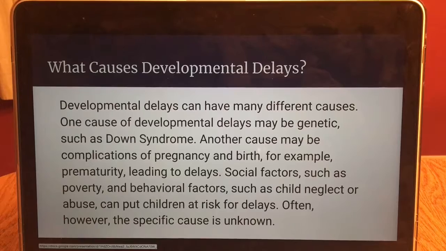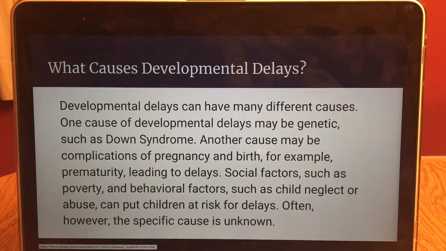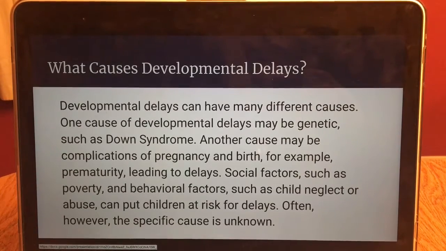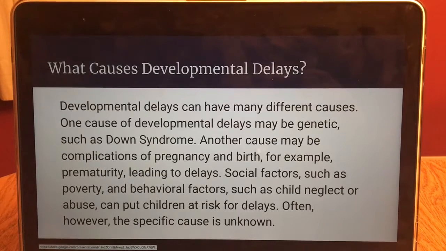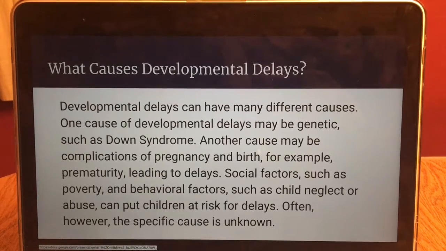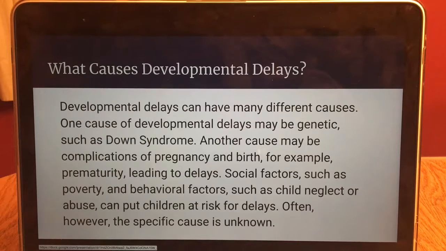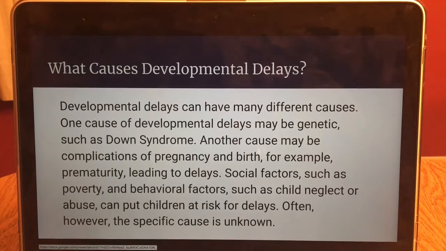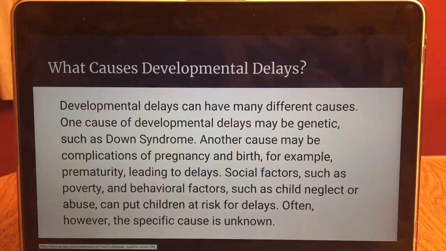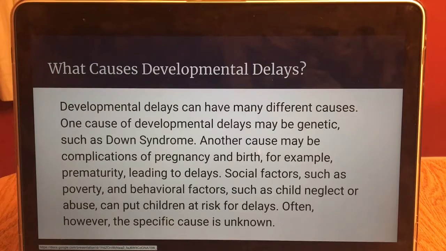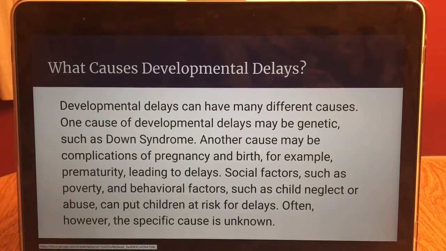What causes developmental delays? Developmental delays can have many different causes. One cause could be genetic, such as Down syndrome. Another may be complications of pregnancy and birth, for example, prematurity. Prematurity in infants can lead to developmental delays further on. Social factors such as poverty and behavioral factors such as child neglect or abuse, while they don't necessarily cause developmental delays, do put children at a much higher risk for them. Often, however, the specific cause is unknown.